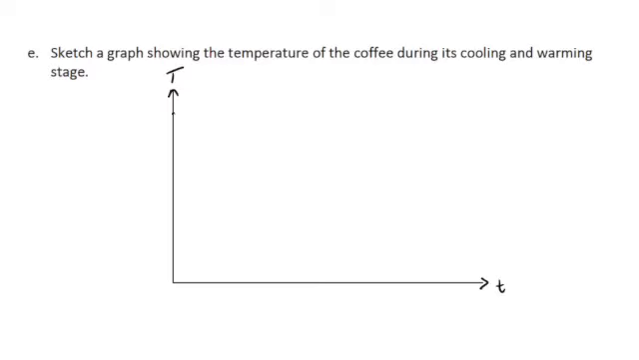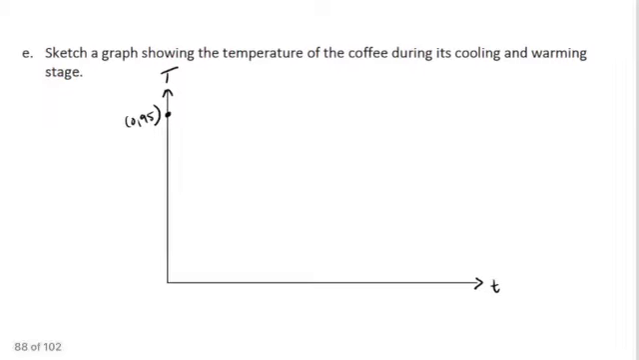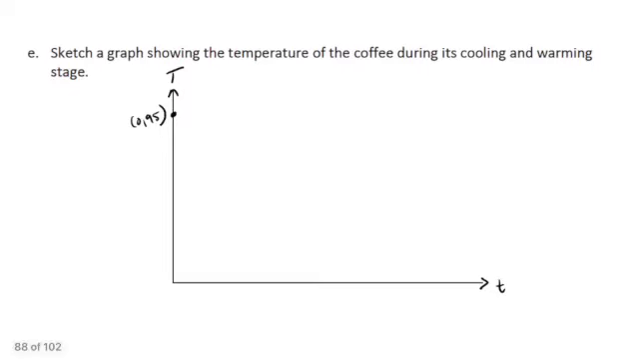Now for our first graph, if you look back over the parts, we found out that the initial temperature was 95 degrees. And then it cooled down all the way to 65 degrees, and that happened at 8.24. So it's going to cool down to this point here.